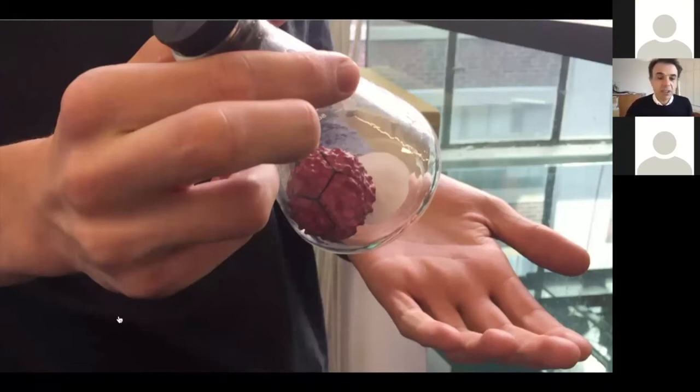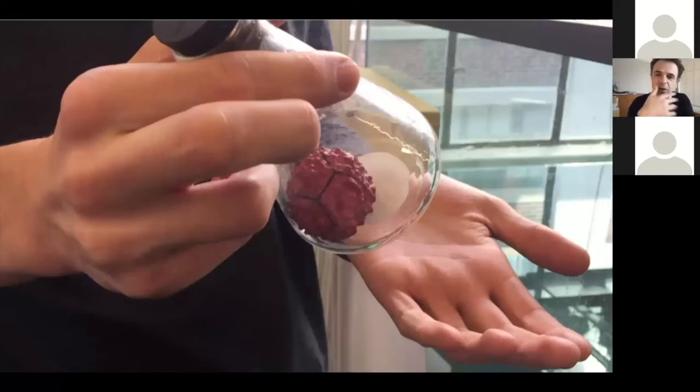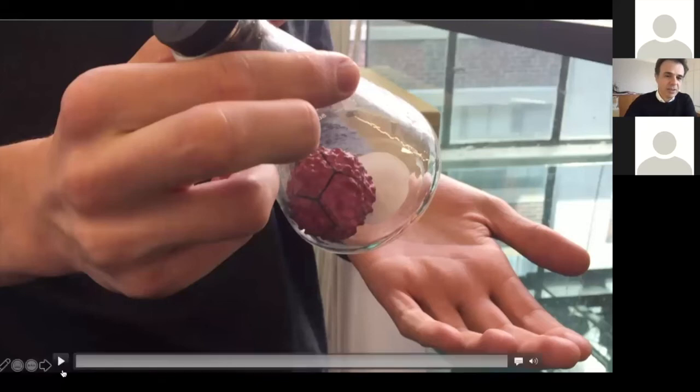And I was really lucky. I went to visit them a few years ago and they showed me this little test piece, which was, I think, one of the first things they'd made. And I'll play the little clip because it's incredibly smart in the way that it deals with self-assembly.